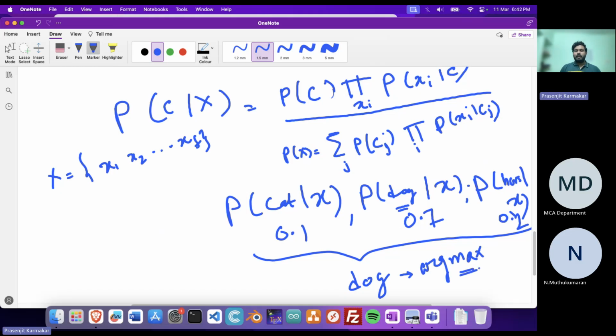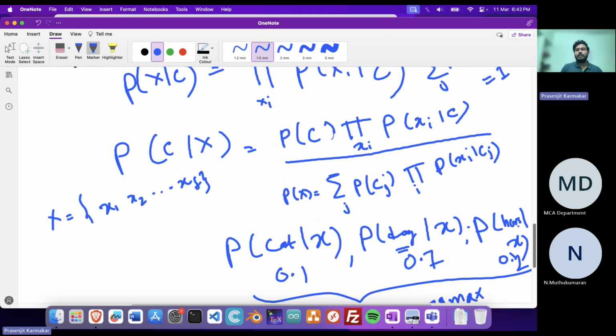Okay. Now let's see how we can compute this. P of C we can compute from data. We can easily compute the probability of a particular class from a dataset. But what is the probability of a particular feature given a class? That is a bit confusing, I guess. So how can we do this?